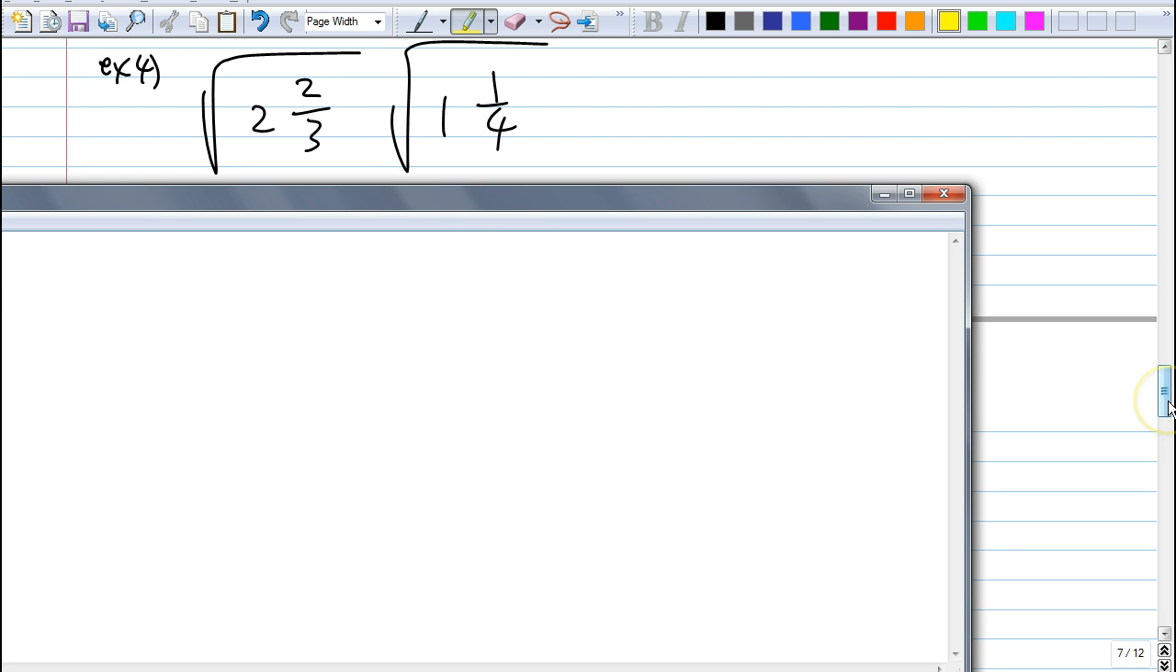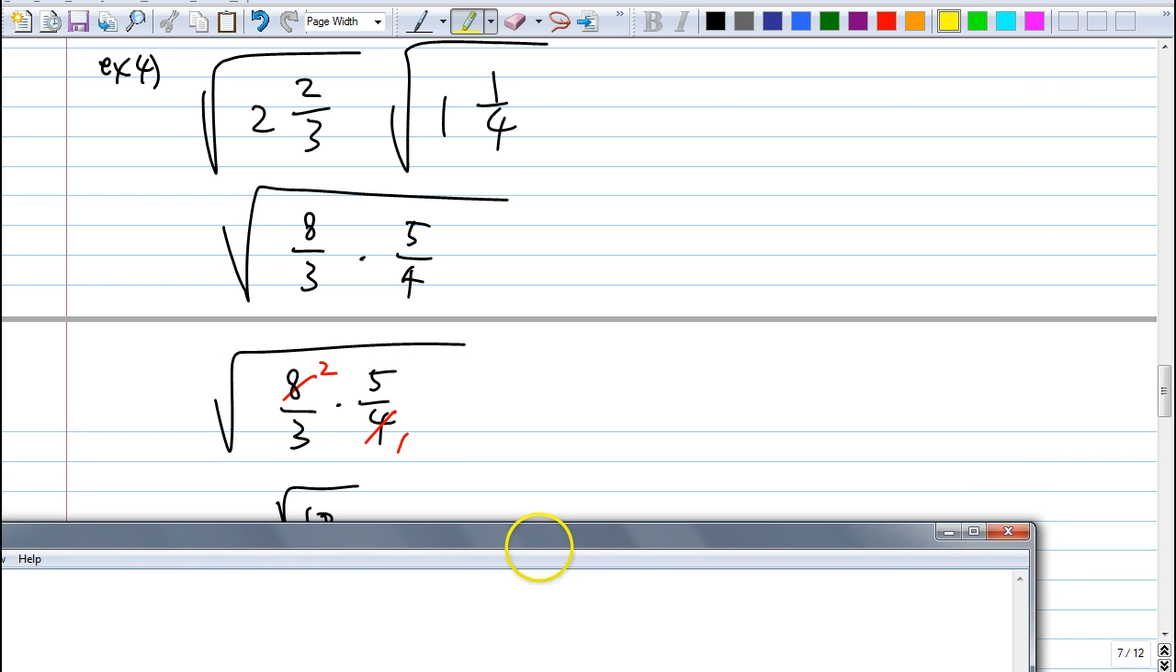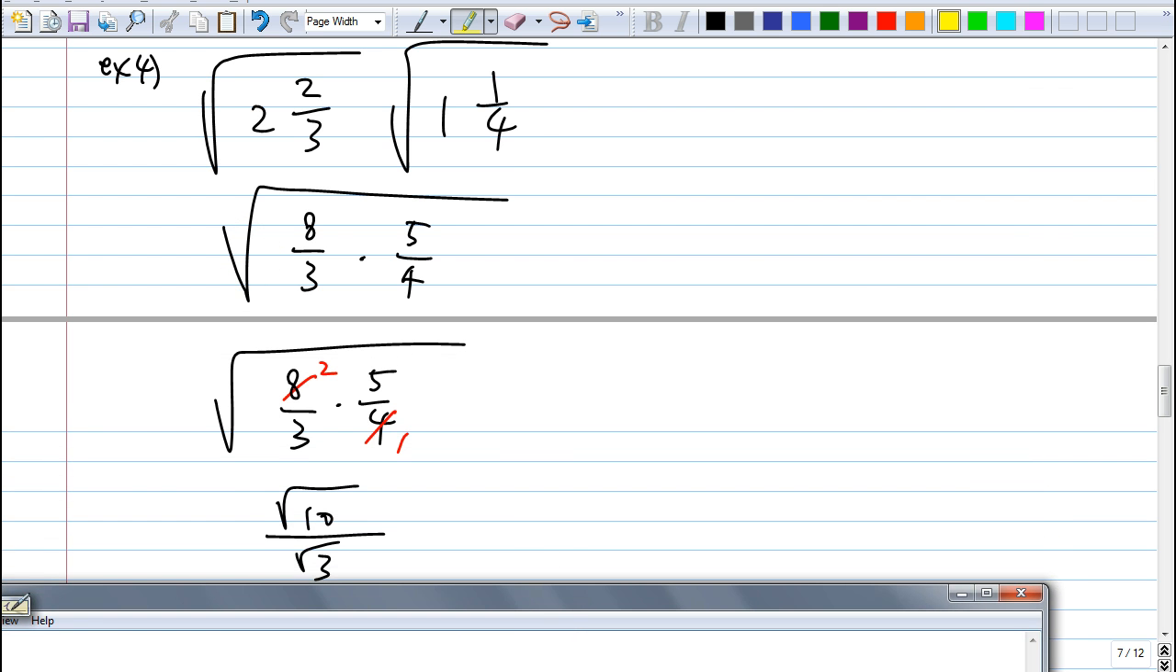Did you all rewrite the mixed fractions as 8/3 times 5/4? I actually even wrote the whole thing inside the square root. Is that okay? Yeah. Why do you think I did that? Because look at 8 and 4. Can't you cancel those out? How many times does 4 go into 8? Twice. So always simplify, right? So we get this. So did you get square root of 10 over square root of 3?